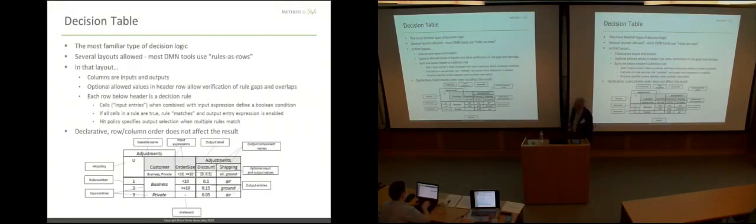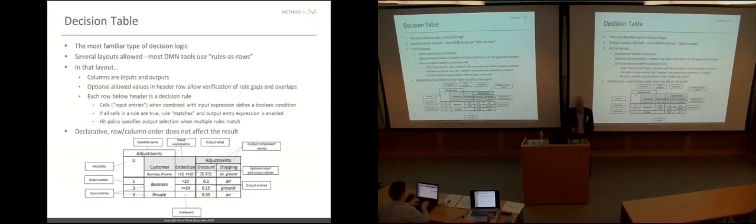Now, the most common decision logic format in DMN is called decision table. Decision tables are familiar from decades of use. DMN defines standardization of the formats and the semantics and the syntax of the various elements. Various layouts are allowed. This is the most common, called rules as rows, in which the columns represent inputs and outputs. The header row names the inputs and the outputs, and below that, each row represents a decision rule.